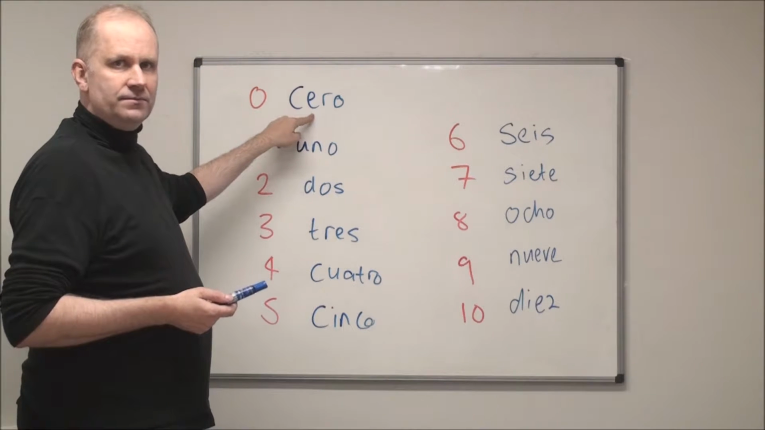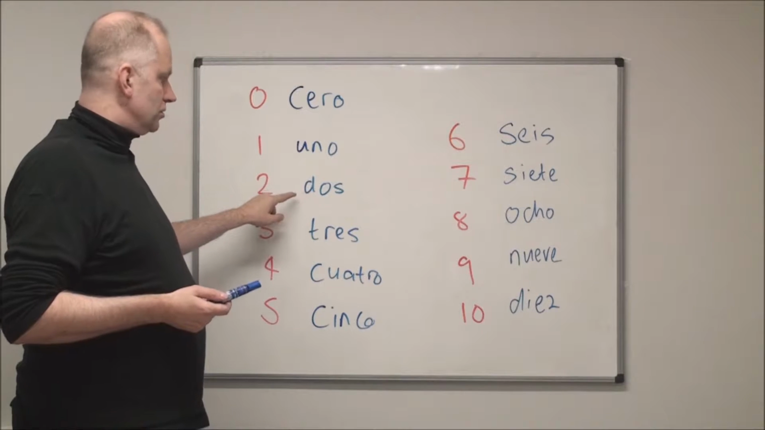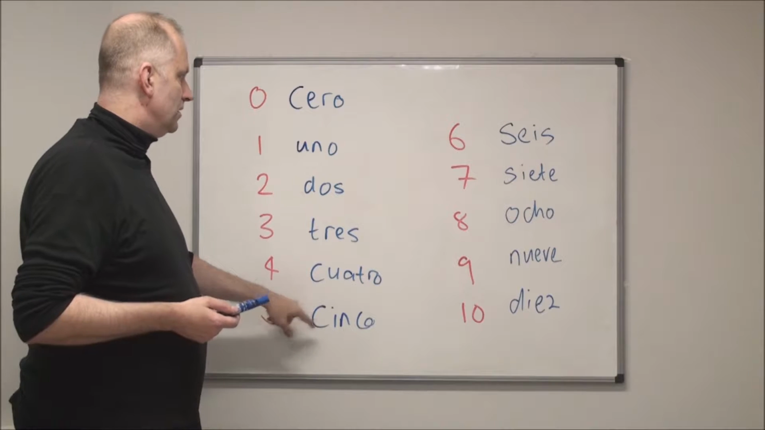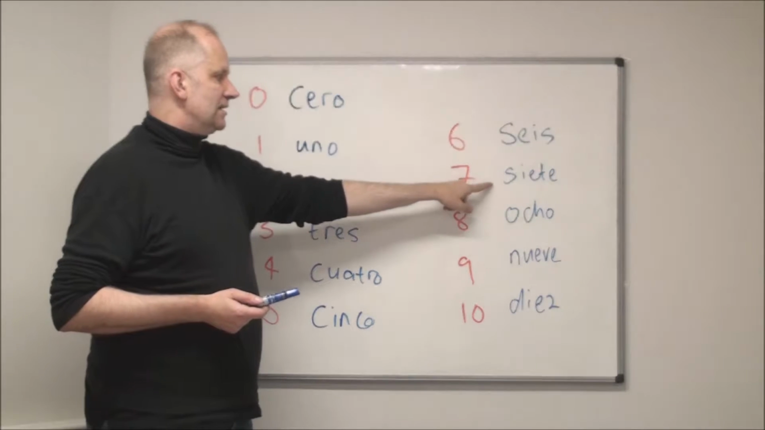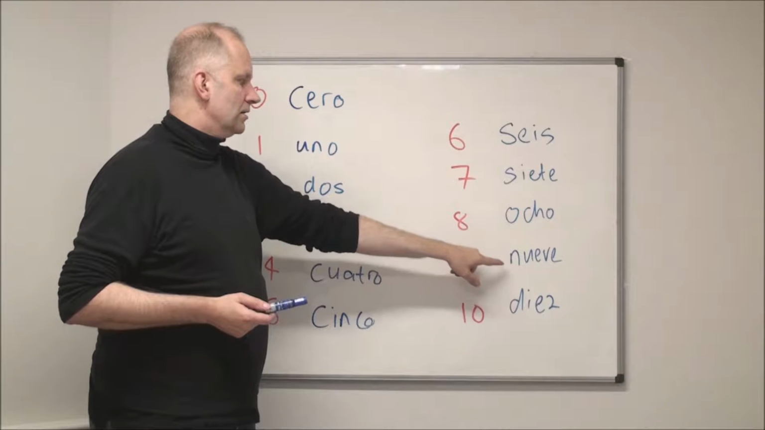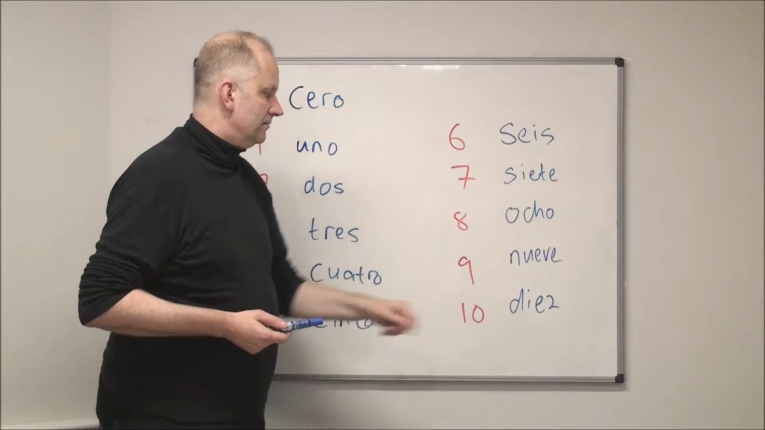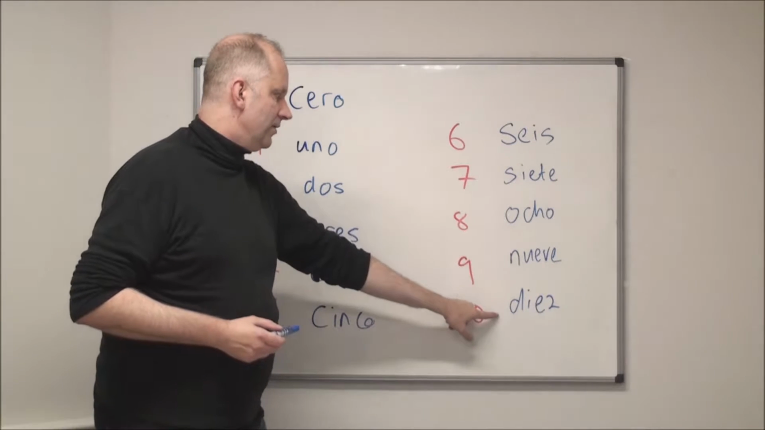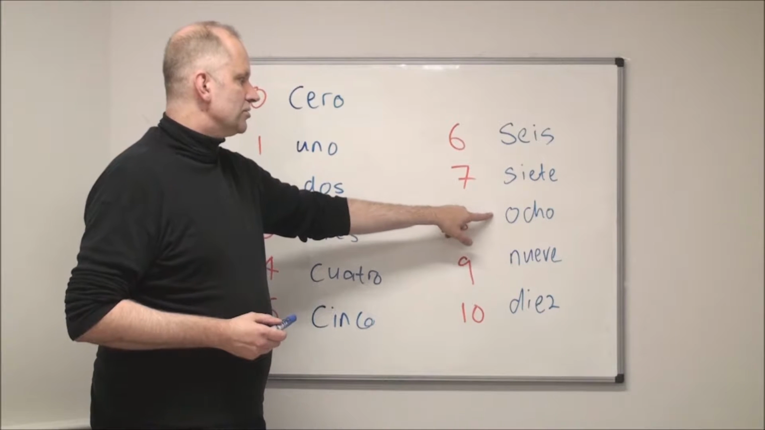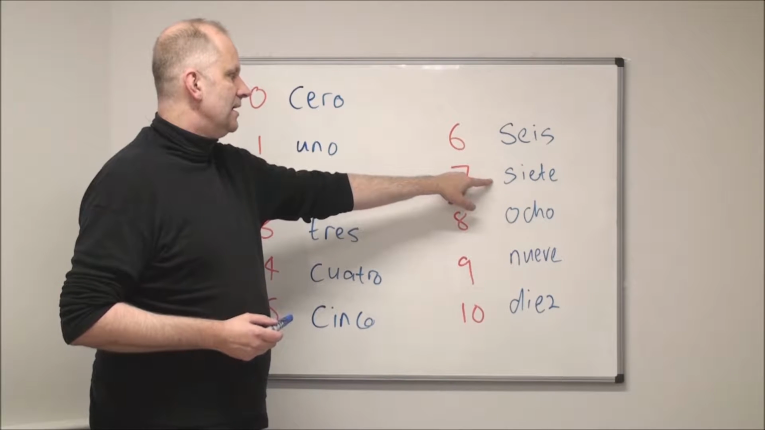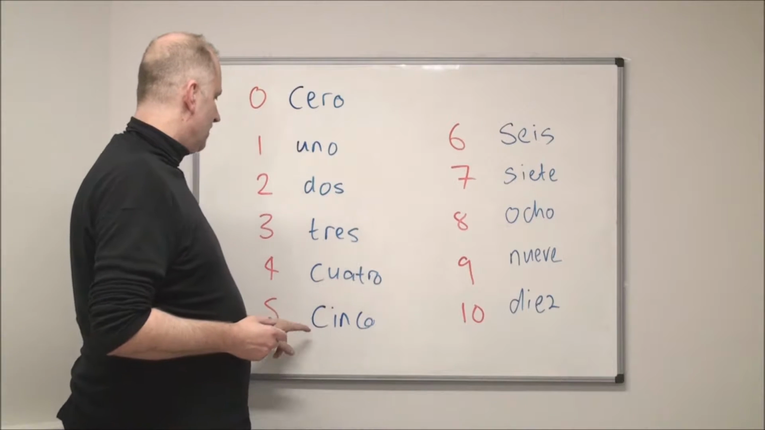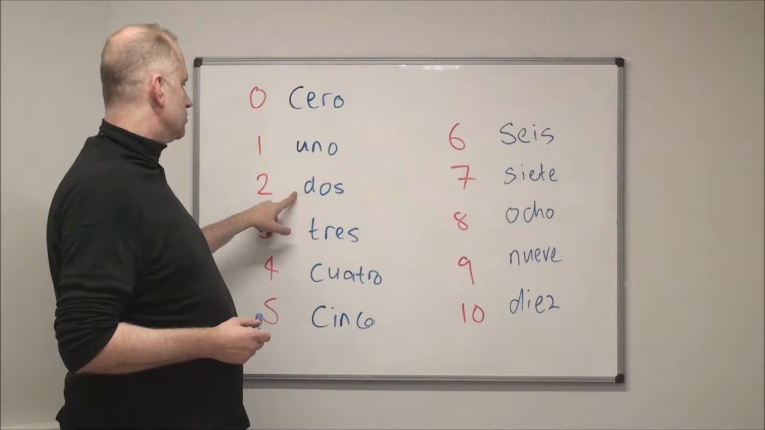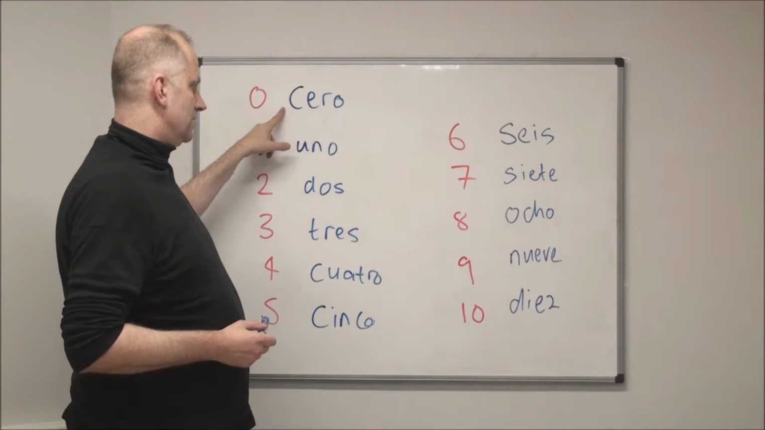So 0, 1, 2, 3, 4, 5, 6, 7, 8, 9, 10. Now count backwards from 10. So 10, 9, 8, 7, 6, 5, 4, 3, 2, 1, 0.